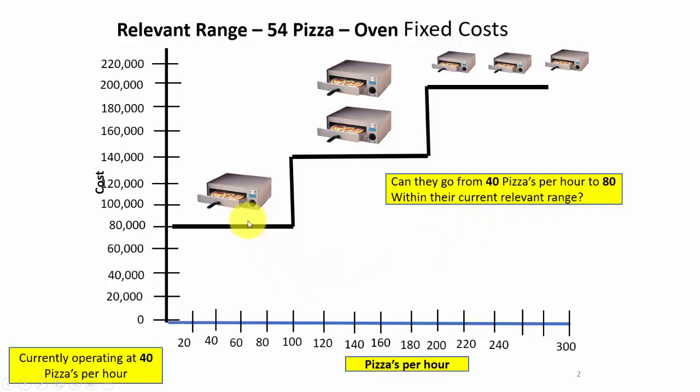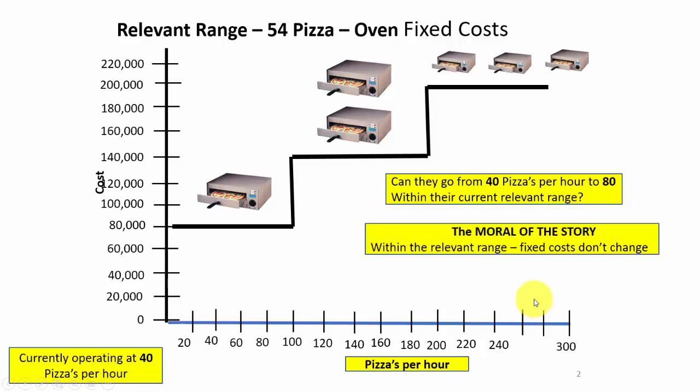Well, yes, the answer is yes, because with this first oven, if they're at 40 an hour, which is right in here, they can go all the way up to 100 pizzas and still be within the relevant range of the fixed cost of this oven. So the moral of the story is, within the relevant range, fixed costs don't change. Let me repeat that. Within the relevant range, fixed costs don't change.